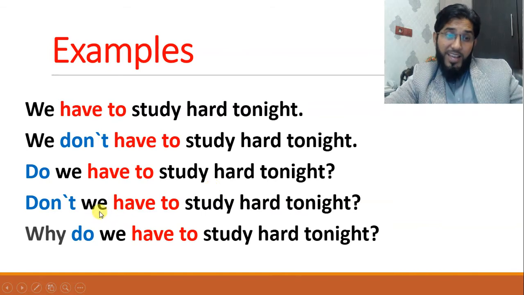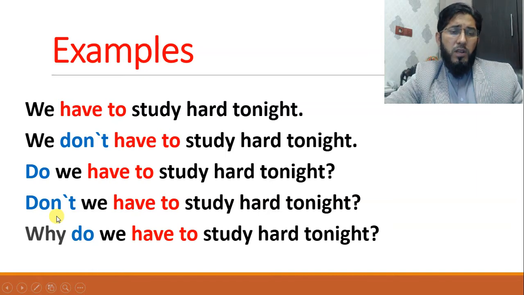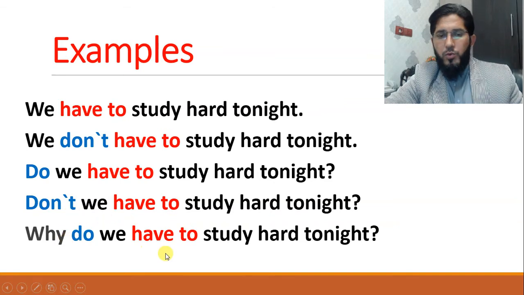And if you want to make a negative interrogative sentence: don't we have to study hard tonight? This is the short form, which is very common in daily English, but you can also use the complete form. Do we not have to study hard tonight? That's also possible, but it's less common. And then information question: why do we have to study hard tonight? So WH question word, then do, then subject, then have to, then main verb in base form.